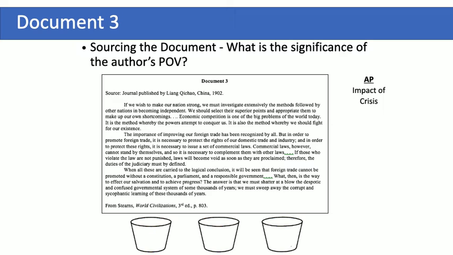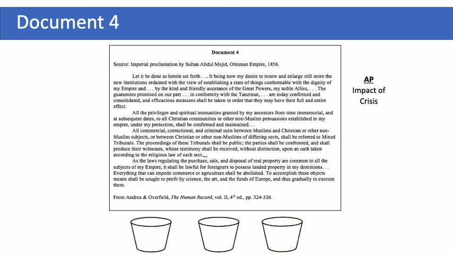This one is a journal published by Liang Qichao, China, 1902. Okay, he's a journalist, right? We know 1902 is after the Boxer Rebellion, so I could analyze what was happening there, and that might help me understand that document. Document 4 is an imperial proclamation by Sultan Abdul Mahid of the Ottoman Empire. Okay, so now we're talking about the Ottoman Empire. We're looking at the point of view of the ruler. This document will be about the economic or the political crises of the Ottoman Empire.